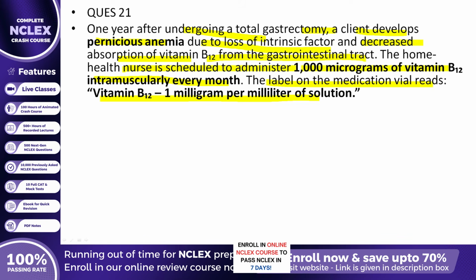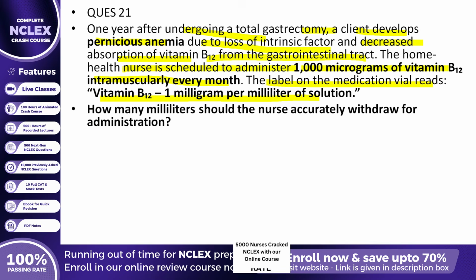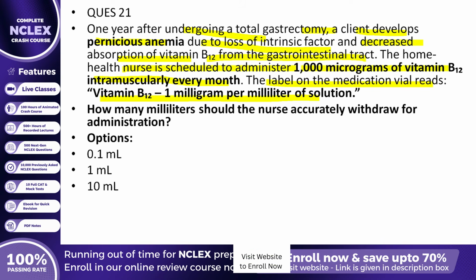Here are the options for careful consideration. Option 1, 0.1 milliliter. Option 2, 1 milliliter. Option 3, 10 milliliters. Option 4, 0.01 milliliter. After analyzing the data, the correct answer is option 2, 1 milliliter. Now moving thoughtfully into the expanded rationale.